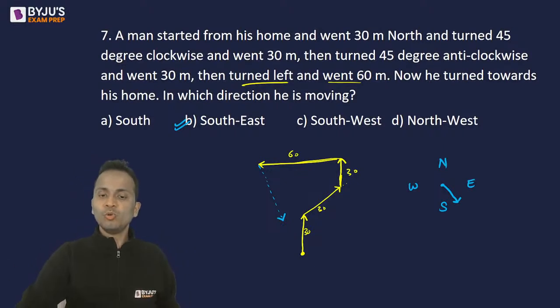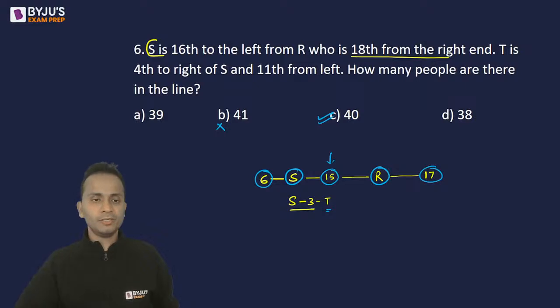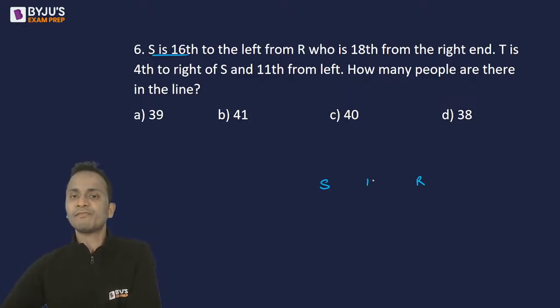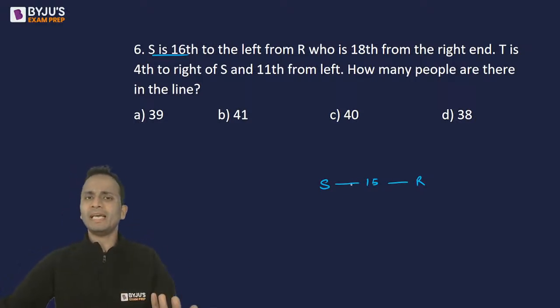Okay. Now, Sonu, I'll take you back to the previous question. We'll quickly draw it once again. Focus. S is 16th from the left. So S is 16th from the left. So left from R. So R से अगर मैं start करता हूँ, so S is 16th to the left from R. So that means there are 15 people between them. Now these 15 people can be anyone.